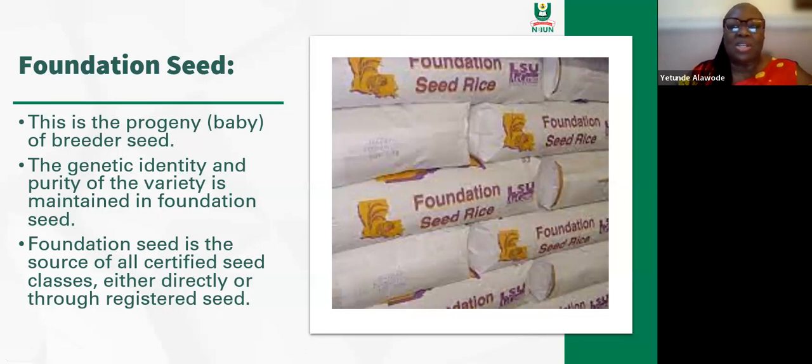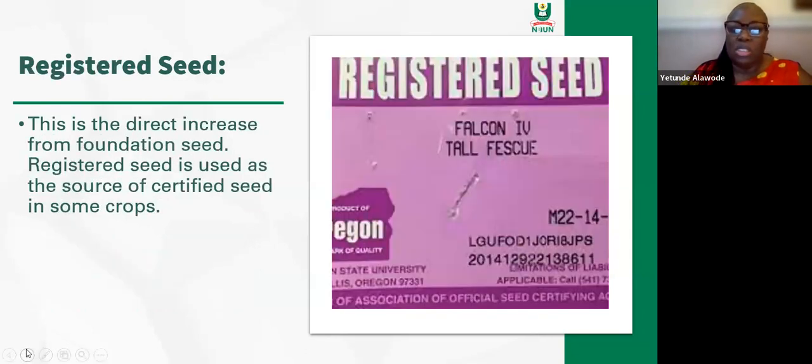So it's the foundation seed that they will further give to farmers. That's what you buy in the market. It's the foundation seed you buy in the market, and you want to use it for your own multiplication of seed. So when they give it to the farmers, they multiply it further to get registered seed. So registered seed is a direct increase from the foundation seed. So you can see how the process goes from breeder seed to foundation seed, then to registered seed.